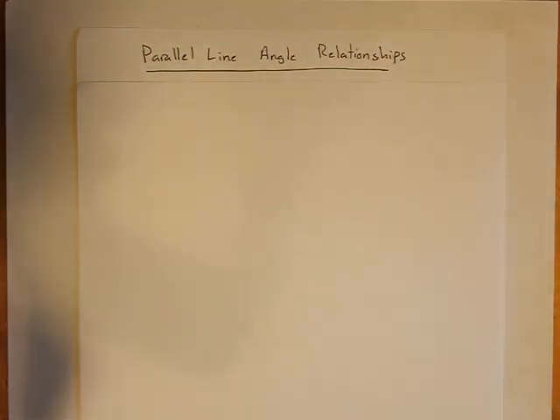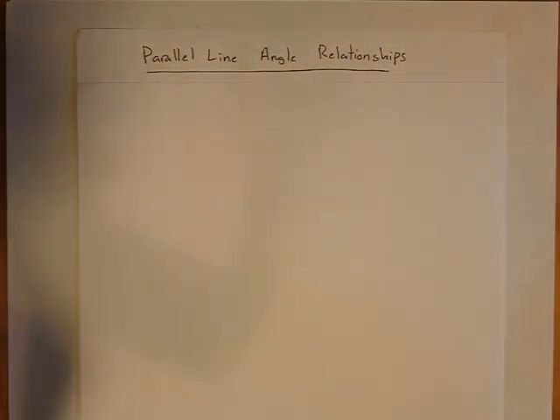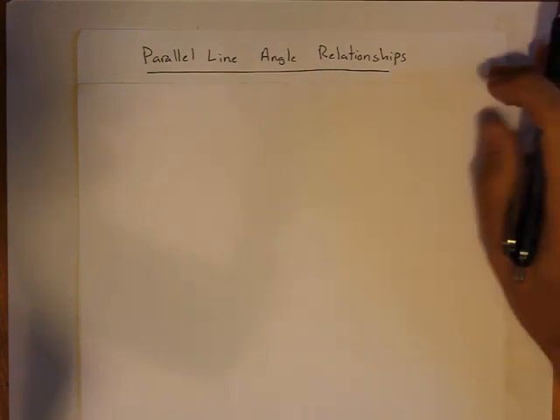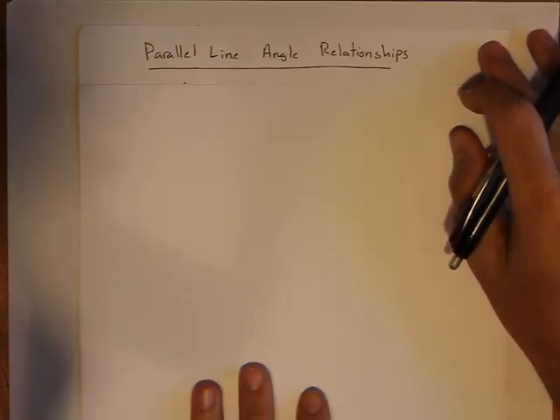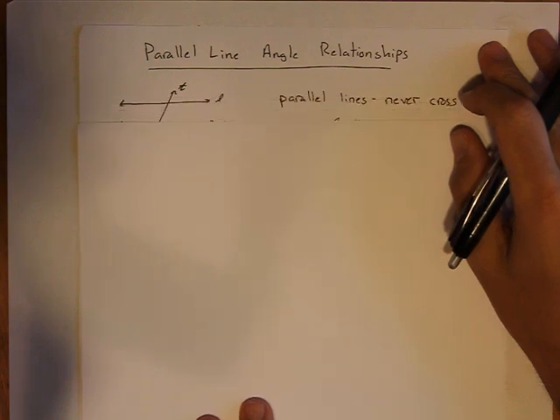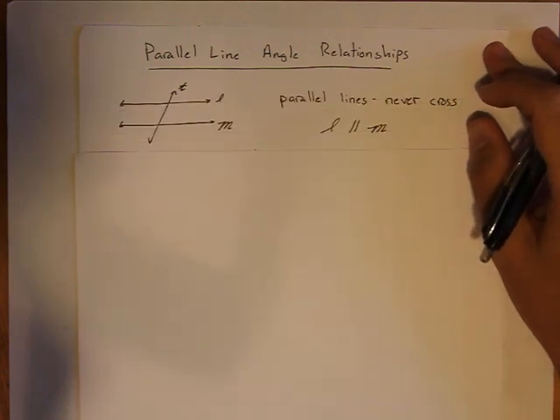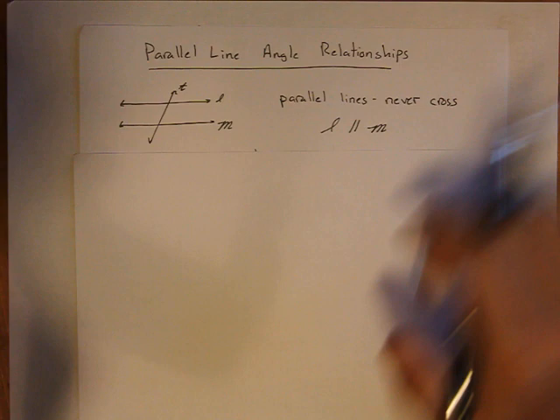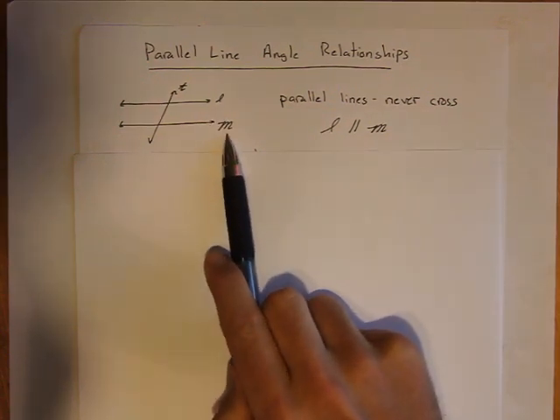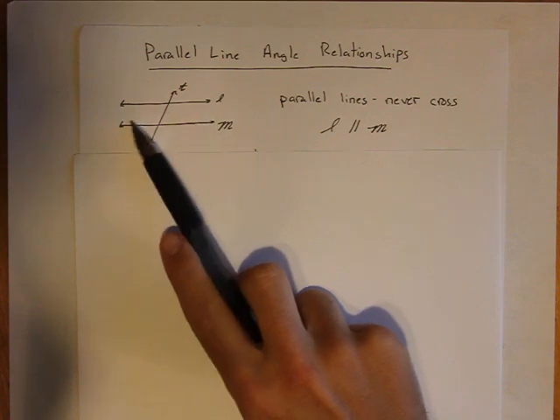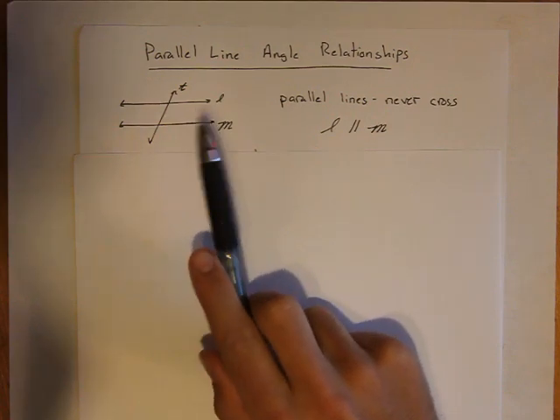Okay, so we're going to take a look at parallel line angle relationships. Just to get us started with parallel lines, we have the following. Parallel lines are two lines that never cross. So for example, if I was looking at this figure right here, lines L and N would be parallel. There's a constant space between those two lines.